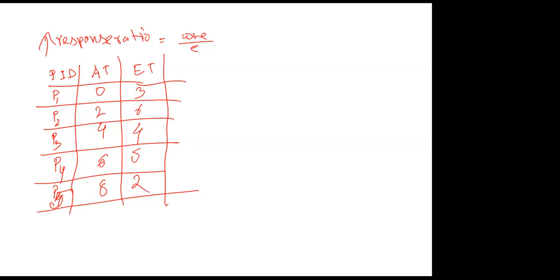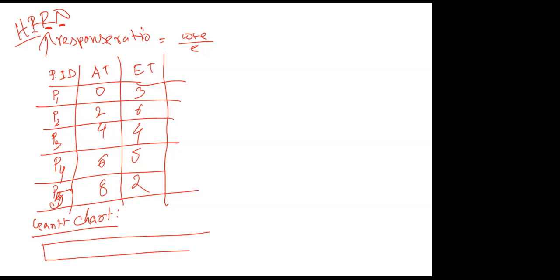Now let's draw the Gantt chart for the HRRN algorithm. This is the example for HRRN, the Highest Response Ratio Next scheduling algorithm. What is the Gantt chart here? Let's see.